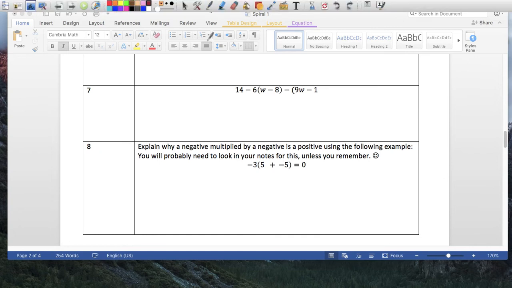So let me stick with 3 times 5 is positive because we're taking 3 groups of 5. So we have 1, 2, 3, 4, 5, 1, 2, 3, 4, 5, 1, 2, 3, 4, 5. 3 groups of 5 is going to give us 15. And if they're all positive, it would be 3 groups of 5 positives, and if you put them all together, you get 15 positives. That's why a positive times a positive is a positive.